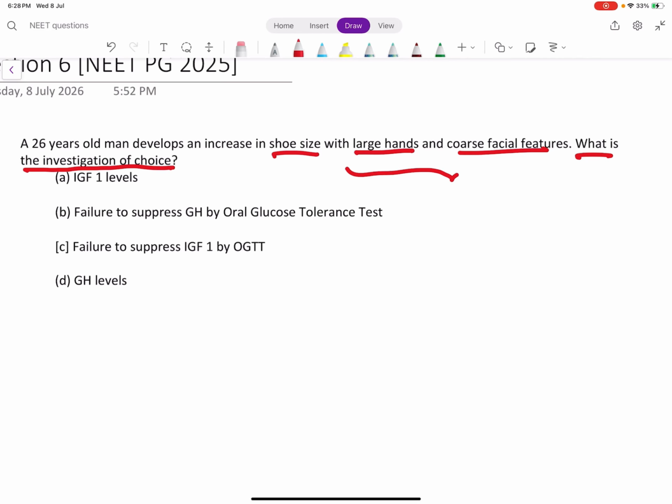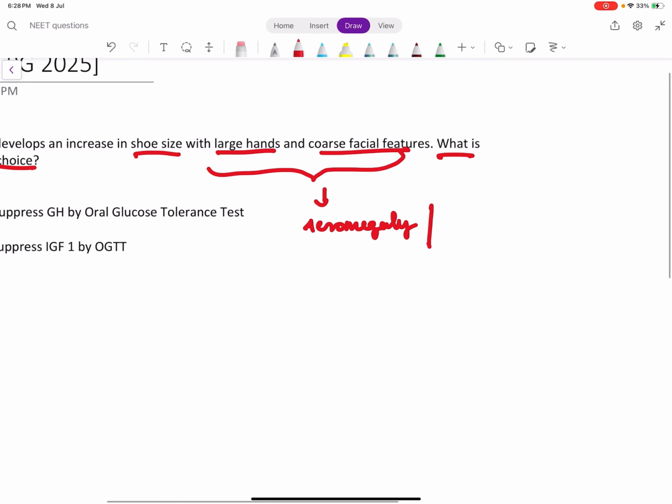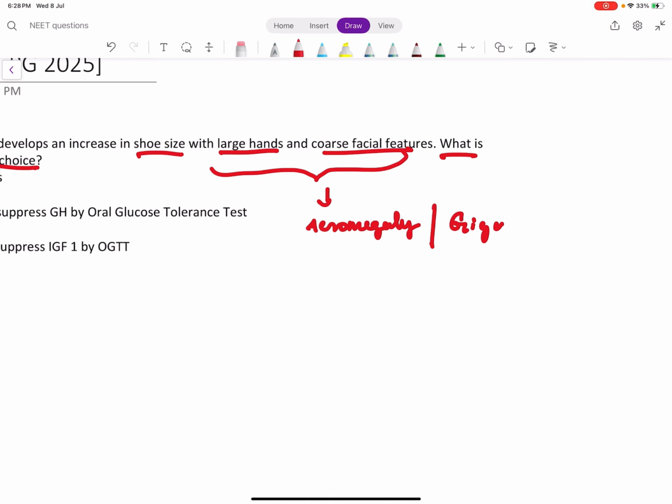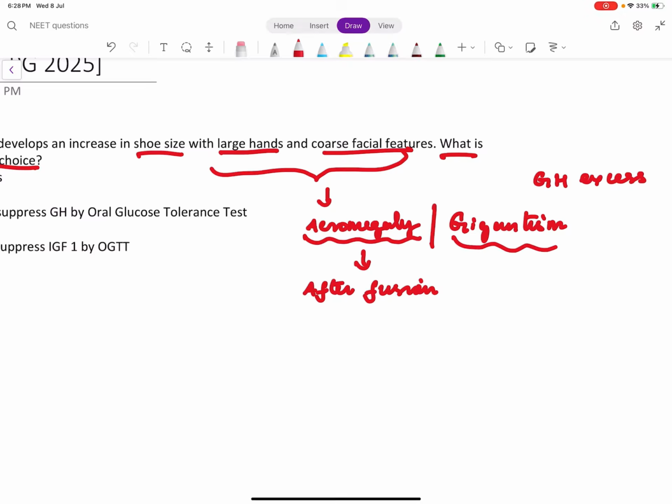So I think the diagnosis is more or less clear here. This is acromegaly. So what is acromegaly? What is gigantism? Both are due to growth hormone excess. Whereas in acromegaly, the growth hormone excess occurs after the bone fusion. In gigantism, the increase in growth hormone occurs before the fusion of bones.